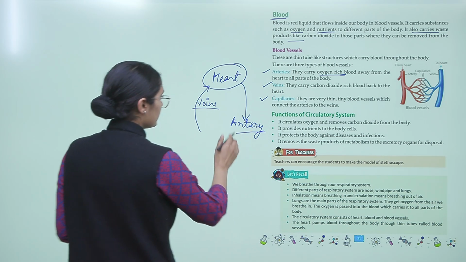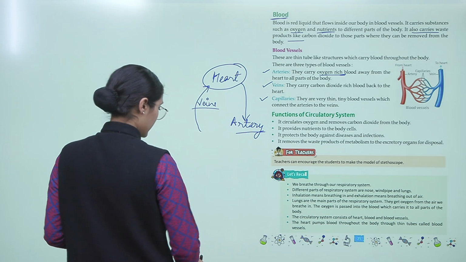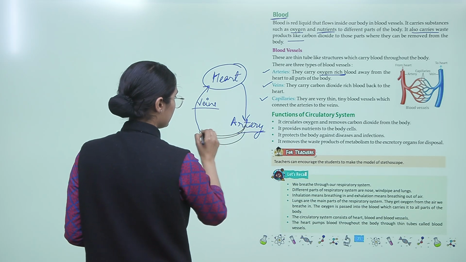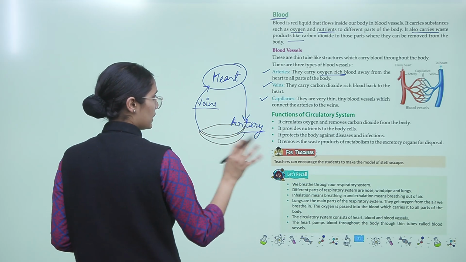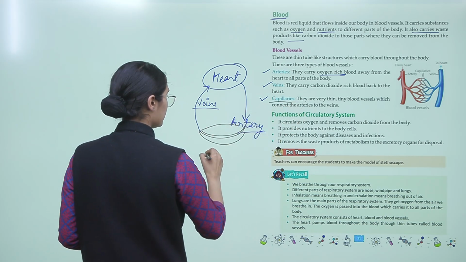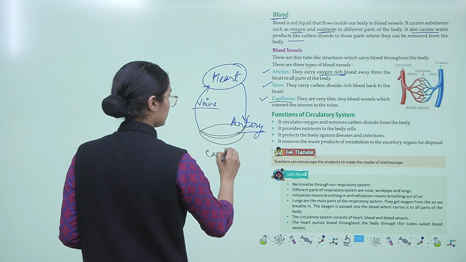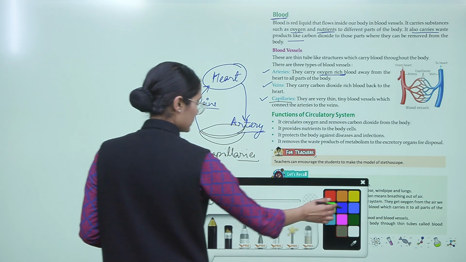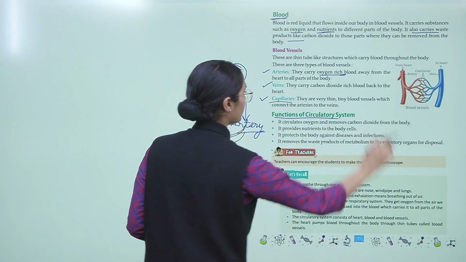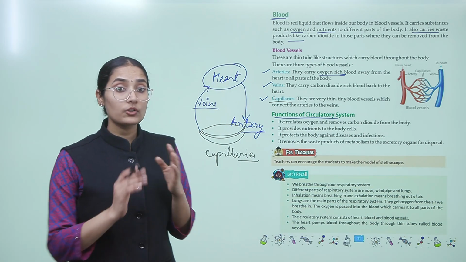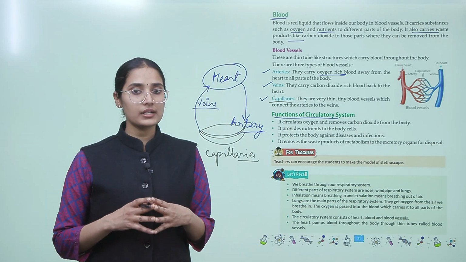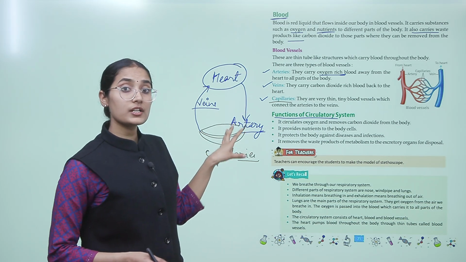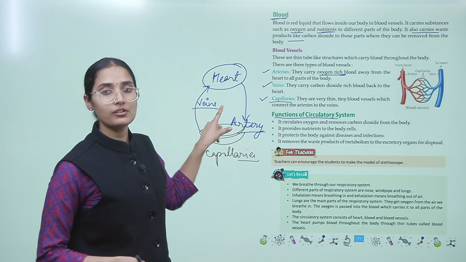So these arteries and veins are connected to each other, right, with very thin blood vessels, and these are called capillaries, okay. So now let's understand the function of the circulatory system. It circulates oxygen and removes carbon dioxide from the body, right? It is circulating the oxygen through arteries and removing the carbon dioxide through the veins.